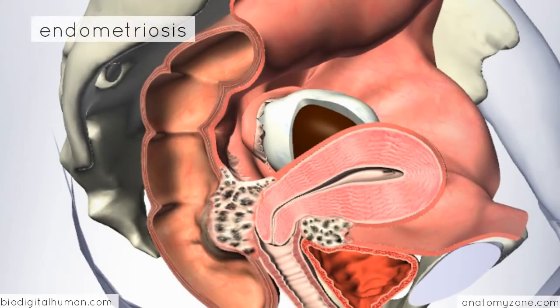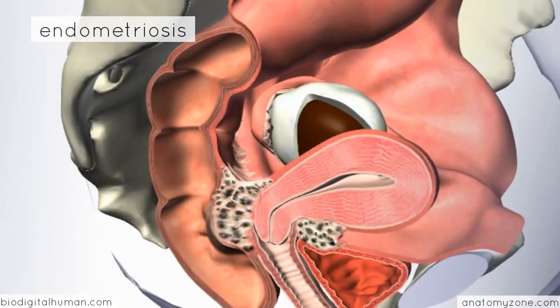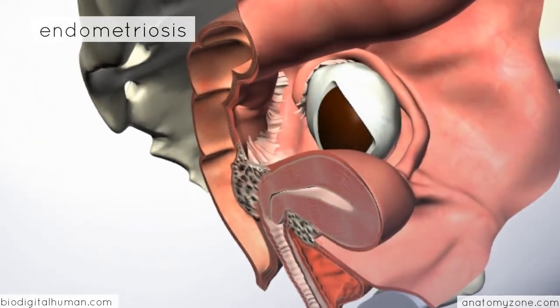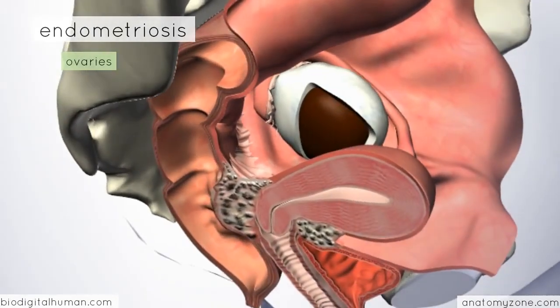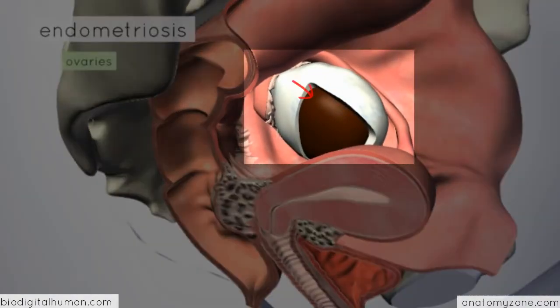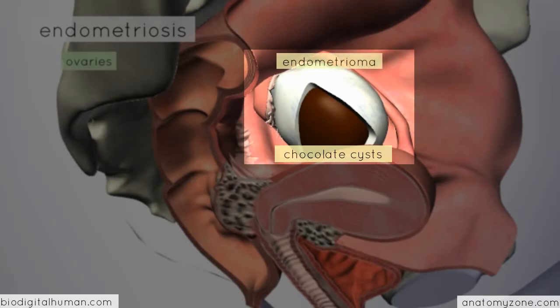Within the pelvic cavity itself, the common sites for endometriosis are the ovaries, which you can see here, and in this model it's actually been dissected away, and you can see this brown coloured stuff. These are called chocolate cysts, and these are essentially accumulations of blood which appear this dark brown colour. These chocolate cysts are also known as endometrioma.